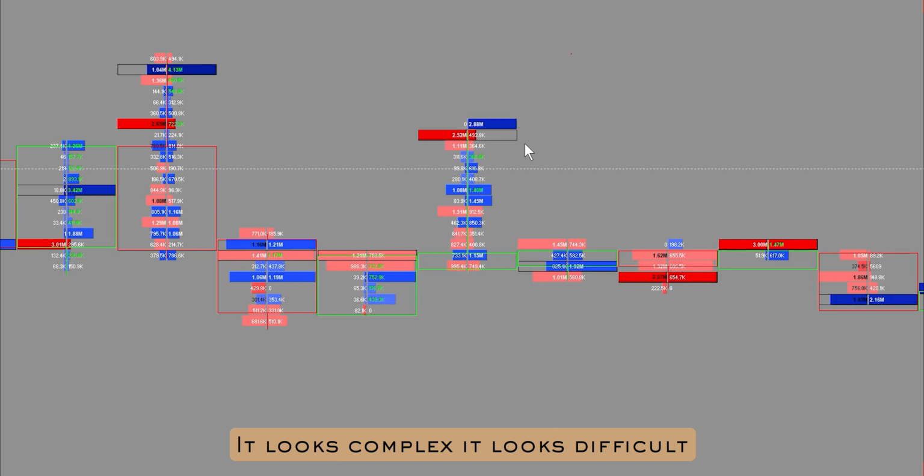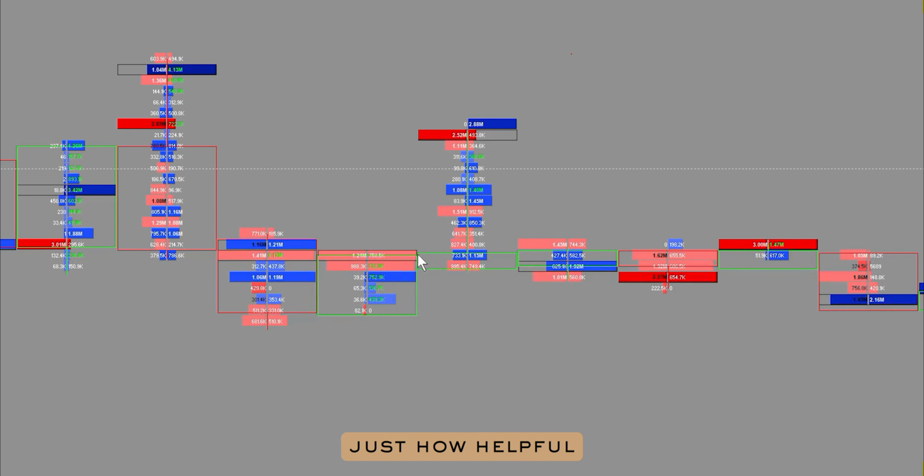Okay, it looks complex, it looks difficult, there's a lot of numbers, a lot of noise, but trust me, it's a very simple concept. What we have that you can see is a bunch of numbers, but under that there's the actual candle. So you see this candle outline. We have a candle that has a very long wick and a very small body. So I'm gonna tell you just how helpful a footprint chart is right now. So we're looking at a candle that has barely any body and has a lot of wick.